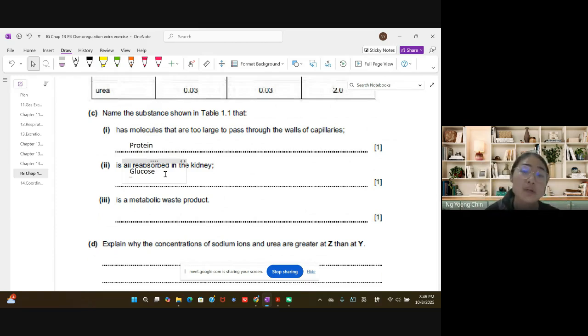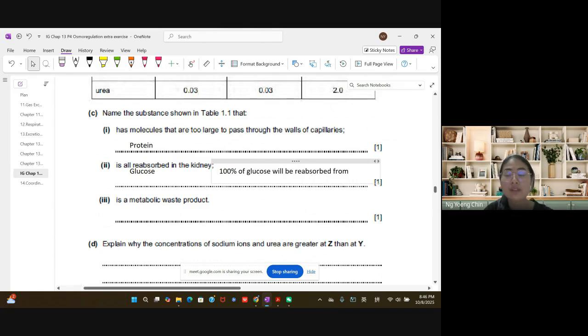So that's why if your urine contains glucose, this is totally not a good situation, okay. Maybe you have underlying diabetes, maybe you have kidney injury, so it causes the kidney tubule to be unable to reabsorb 100% of the glucose. You need to know that 100% of glucose will be reabsorbed from where to where? From the tubule into the capillary. And this process occurs at the proximal convoluted tubule.